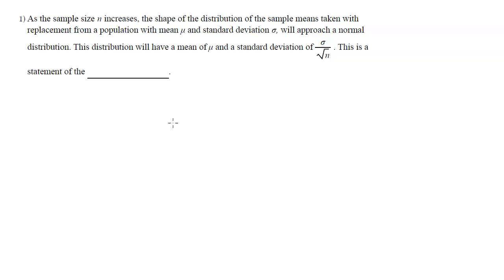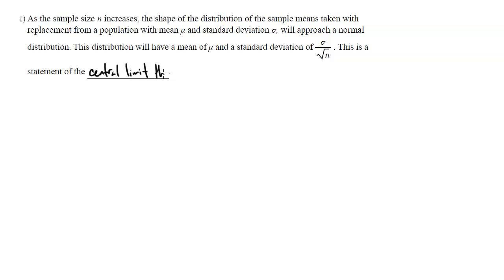So this first question is just a definition. As the sample size n increases, the shape of the distribution of sample means taken with replacement from a population with mean mu and standard deviation sigma will approach a normal distribution. This distribution will have a mean of mu and a standard deviation of sigma over the square root of n, and this is literally a statement of the central limit theorem.